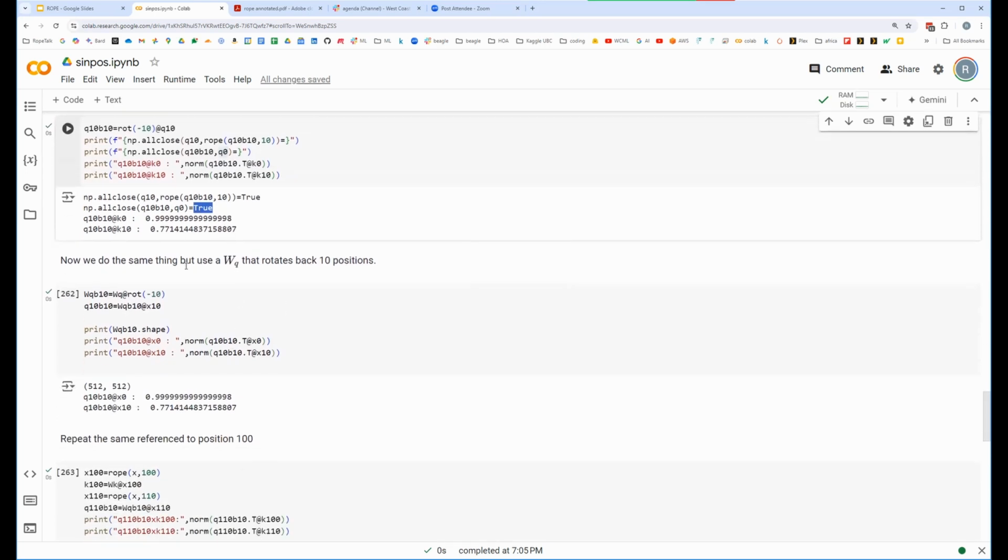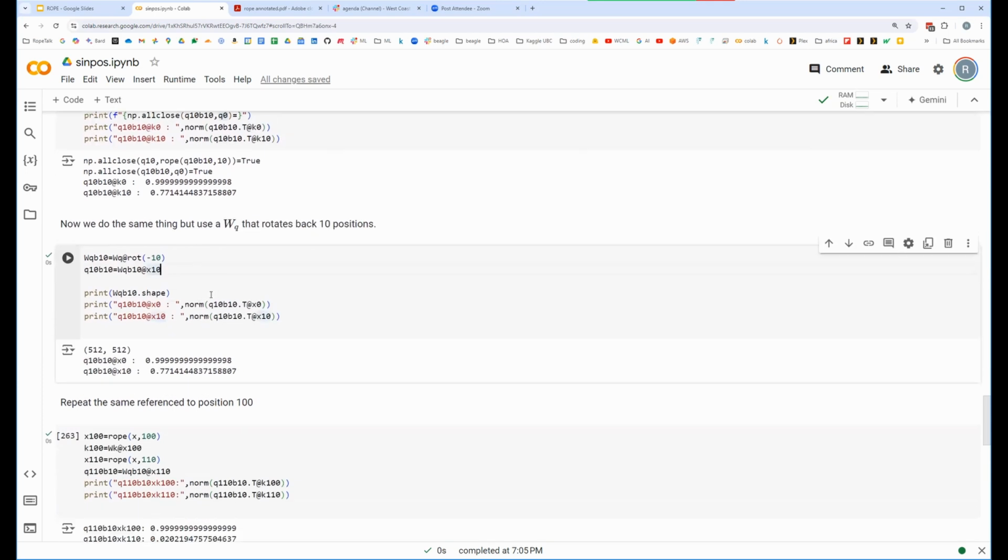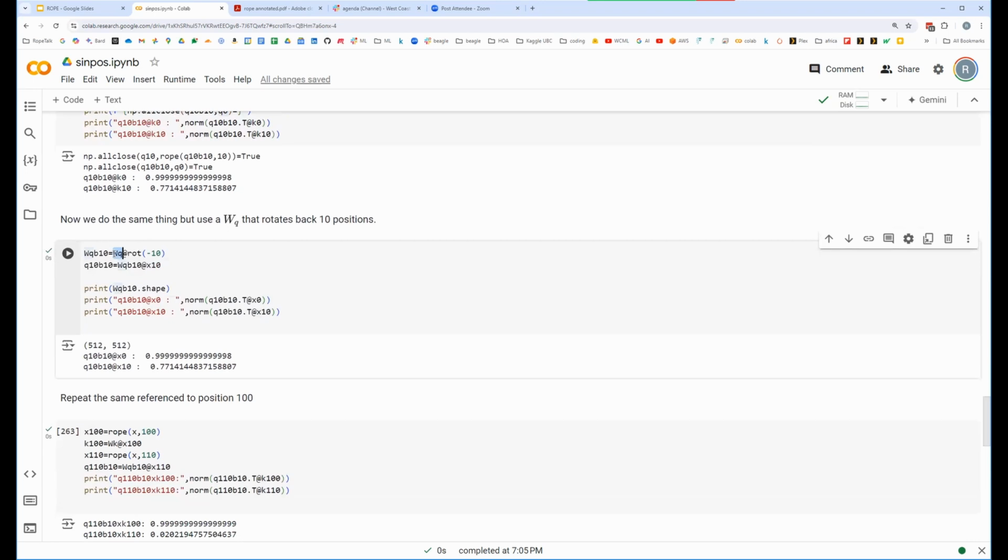Now is when I get to what I was talking about earlier: I want to make the query do the rotation backwards. The highest signal would be on self-attention here, but what I wanted to add in is to take that and rotate it back. I want this WQ to create queries that automatically attend to positions 10 positions earlier. So that's the weight matrix that I came up with, and I dot product that with my 10th position.